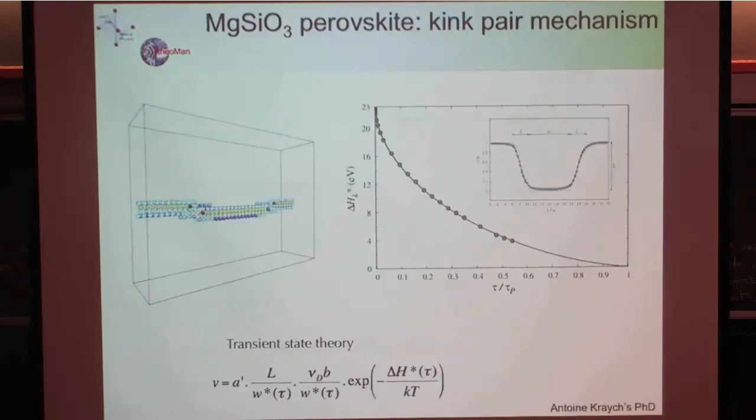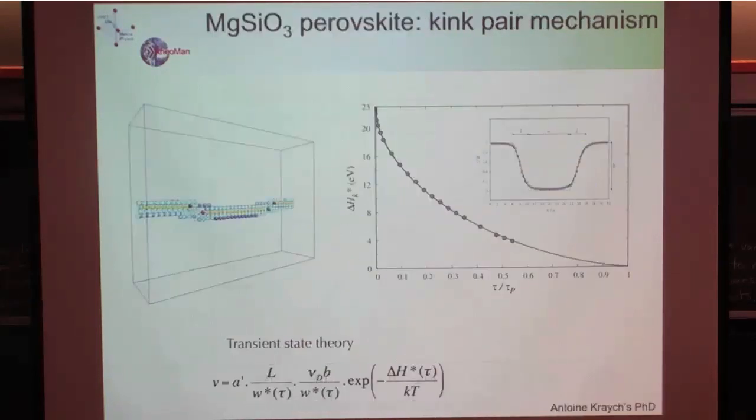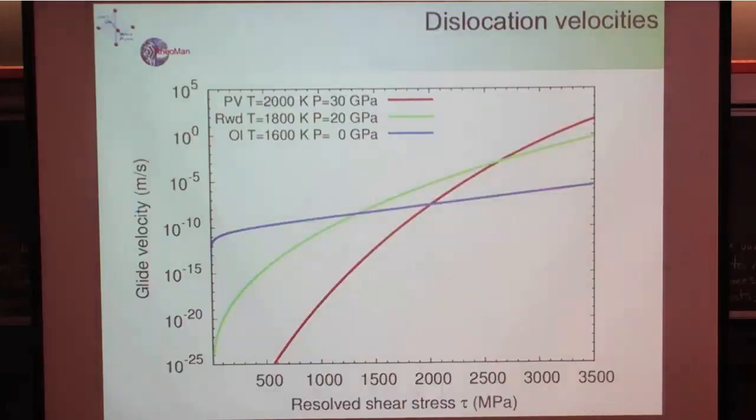I will not go into much detail about that now, but we can calculate those critical configurations. This is one example in perovskite. We can calculate this enthalpy, and these are parameters we can use. I will skip that. I have another version which is clearer later. Just to say that we can build an expression of the velocity with these parameters. But I will come back to that in a more elegant way later.